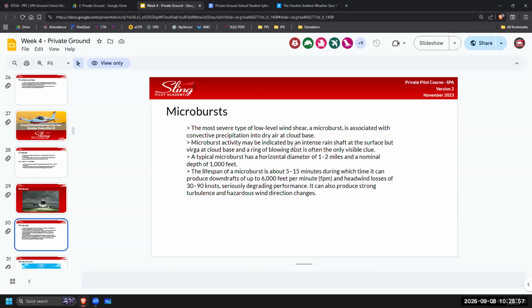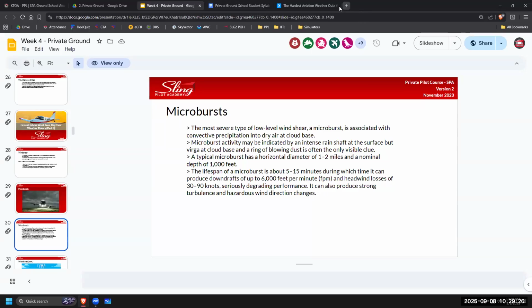It's associated with convective precipitation into dry air at the cloud base. It can be indicated by intense rain shaft at the surface, but a cloud base opening, like a ring of blowing dust, is the only visible clue. They're still working on ways to predict microbursts.